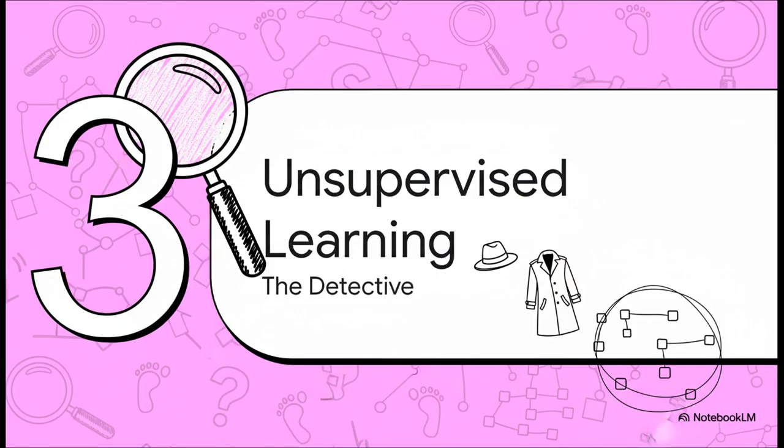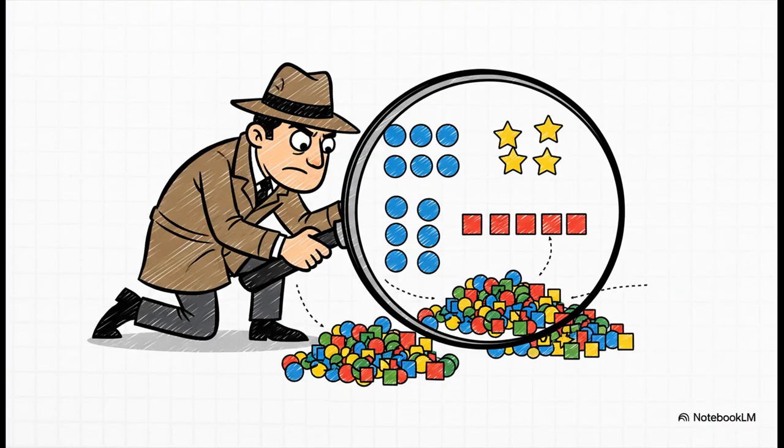Okay, so what happens if you don't have a teacher? What if there's no answer key at all? Well, that brings us to our second family, unsupervised learning. And for this one, let's think of it as the detective. The whole job of this model is to just dig through a massive, messy pile of unlabeled data and find interesting patterns and structures all on its own.